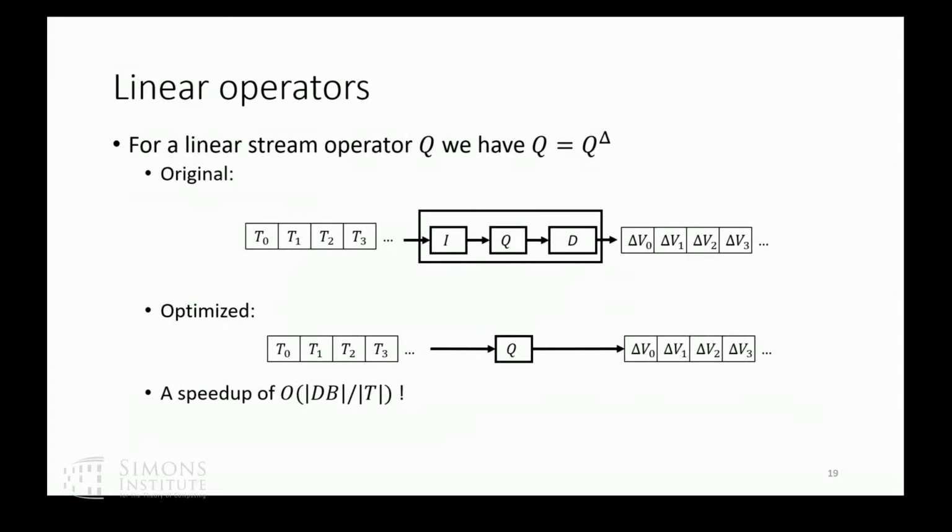Another thing is if your operator is linear, remember these are operators over groups, so there's a notion of linearity, then the query and its incremental version are identical. The top definition is this box, the bottom definition is this box, so there's a huge speedup between those two implementations. And this is important because most operators in SQL, for example, almost all relational operators, are almost linear.